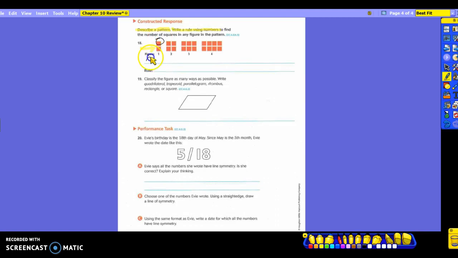So we add 1 column of 2 squares. So add 1 column of 2 squares. And let's put each time. So when you go to the next one, you'll add another column of 2.